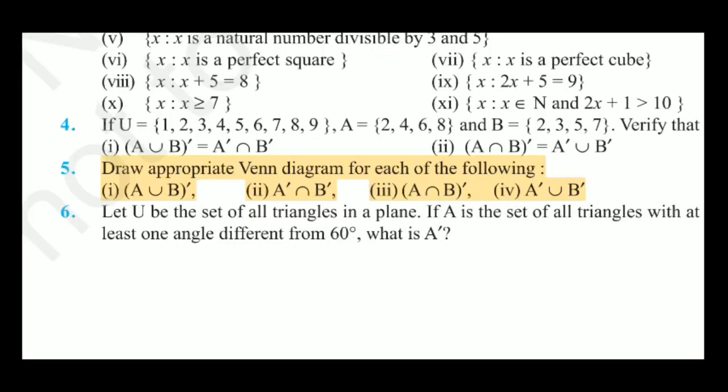Students, now see question number 5. In this question, we will draw Venn diagram for each of the following. And our first part is the complement of A union B. Now, see the solution of this question.